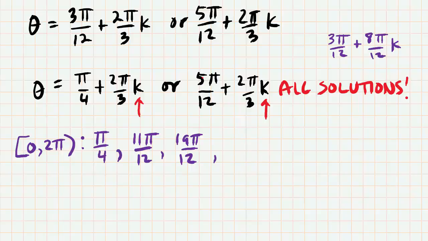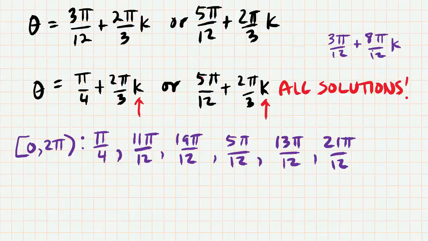I also will have 3 solutions from this family, from this group of solutions. So we'll have 5 pi over 12. And then we want to add 2 pi over 3. And 2 pi over 3 is the same as 8 pi over 12. So we're going to add 8 to the 5 and get 13 pi over 12. Add 8 to that, and we get 21 pi over 12. If you were to add 8 again, you would get 29 pi over 12, and 29 over 12 is more than 2, and that's outside of this 2 pi endpoint here.